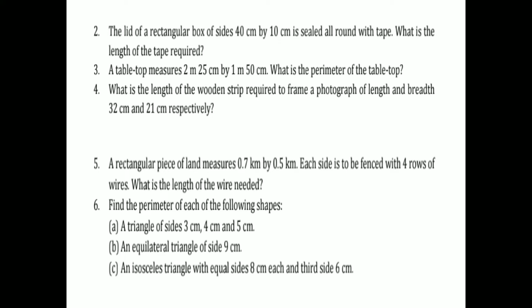Now understand the question. The lid of a rectangular box has sides 40 centimeter by 10 centimeter. It means length and breadth are given. You have to find the length of tape required, meaning around the box you have to put a tape. It means the length of the tape is equal to the perimeter of the rectangular box. Clear? So how do you write it?